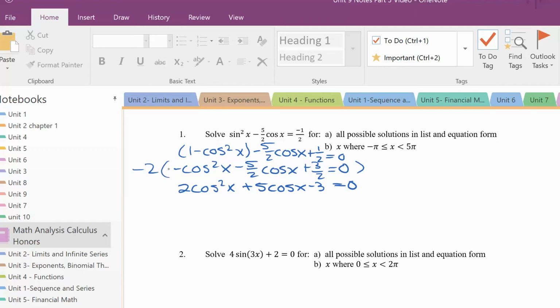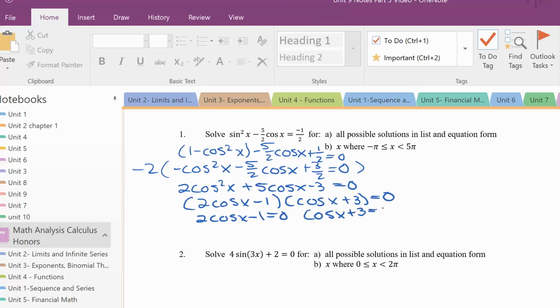So now you have to factor, and when you factor it, you get 2 cosine x minus 1, and cosine x plus 3 equals 0. So that means 2 cosine x minus 1 equals 0, cosine x plus 3 equals 0, cosine equals negative 3, cosine x equals 1 half, and cosine can never equal negative 3, so that doesn't work.